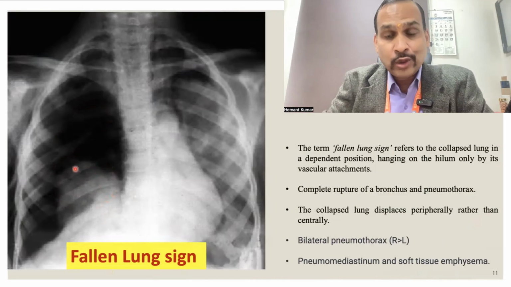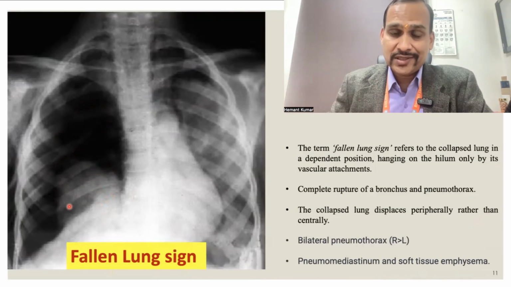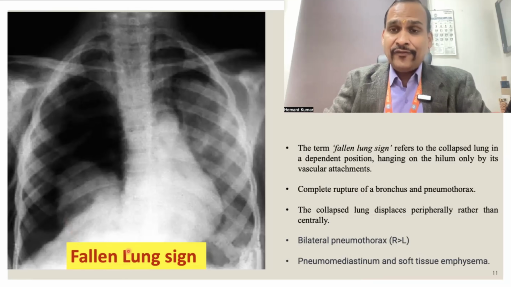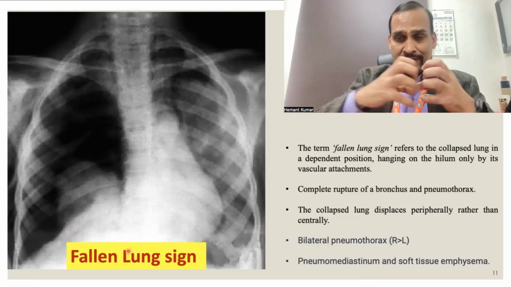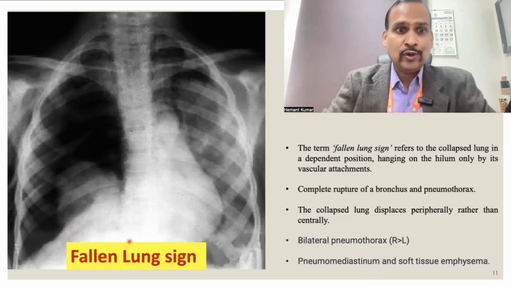So what is this? This is collapsed lung. But this is not classical case of pneumothorax. This is fallen lung sign. So what is it? When lung is cut off from bronchi, so lung got separated from its bronchi, the lung will fall down because of gravity.